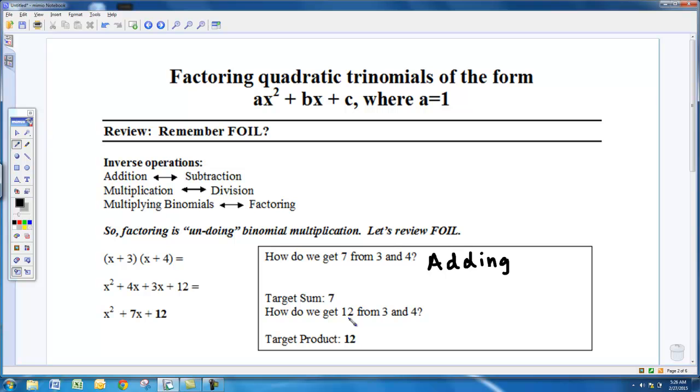How do we get 12 from 3 and 4? Well, that would be multiplying. And the answer to a multiplication problem is called the product. So when we are factoring, we're going to call 12 the target product.